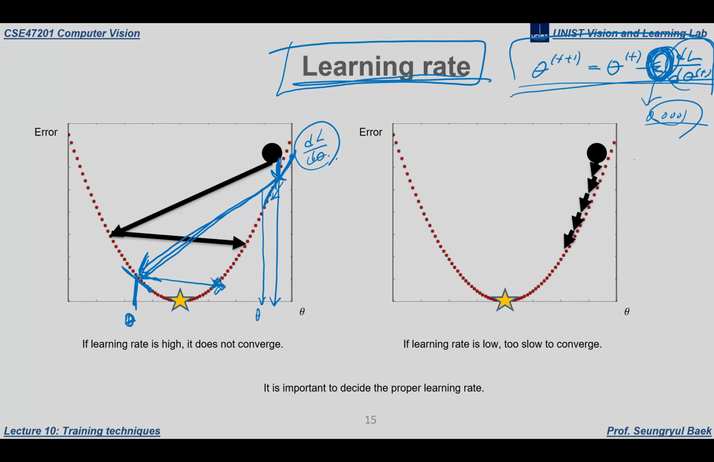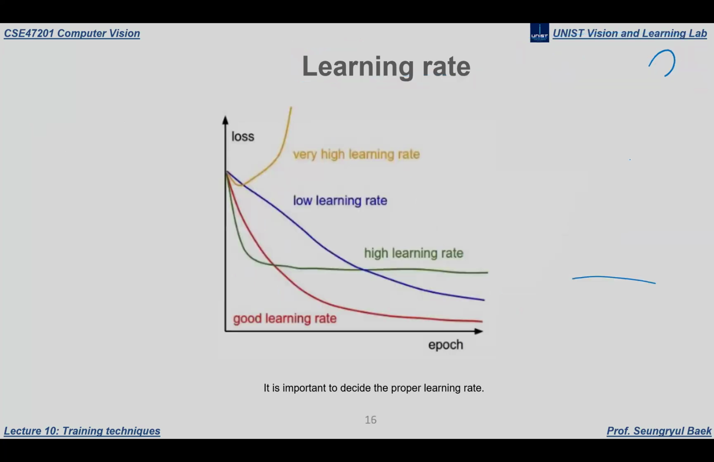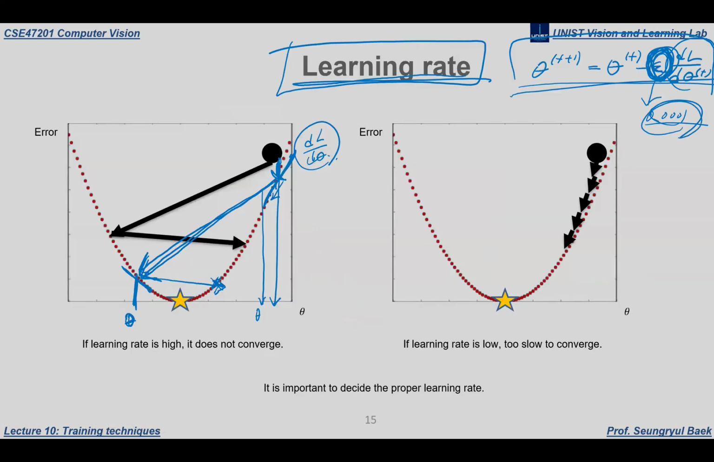But inversely, if these values are very small, then the parameter will be updated only a very little amount from the original parameter vector, right? And it may take a lot of time to converge to the global minima. Are you guys understanding this? Okay.